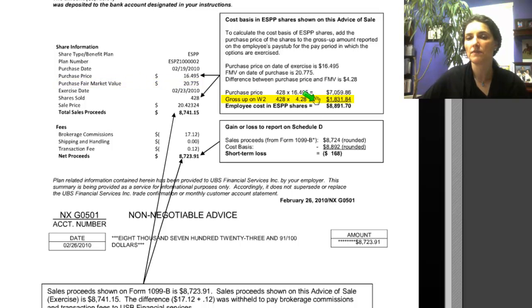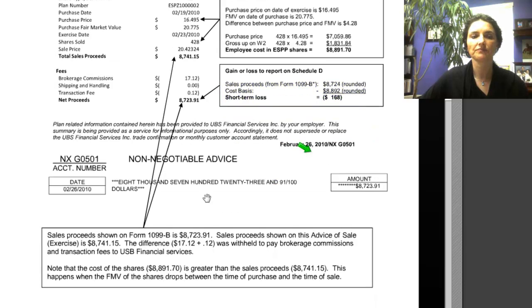income as payroll. He had to pay payroll, income tax, and Social Security tax on that amount, so we add it to his cost. Therefore, his true cost in those shares is $88.91.70. If he turns around and sells for $87.24, he'll ultimately have a loss of $168.